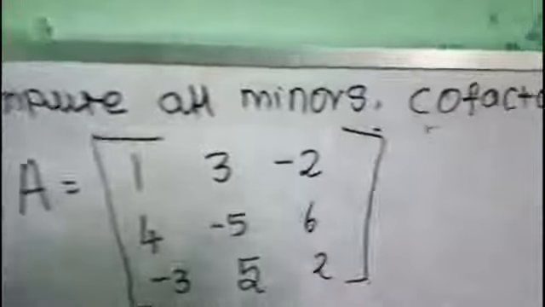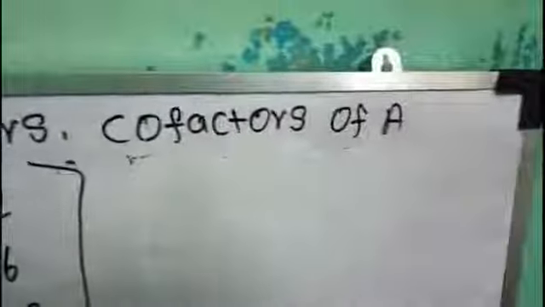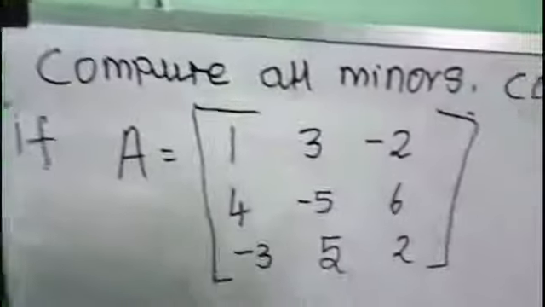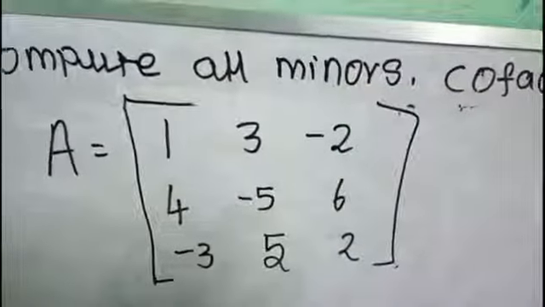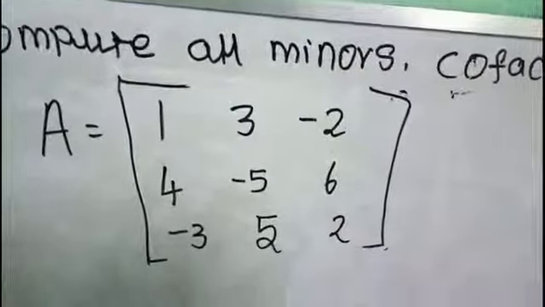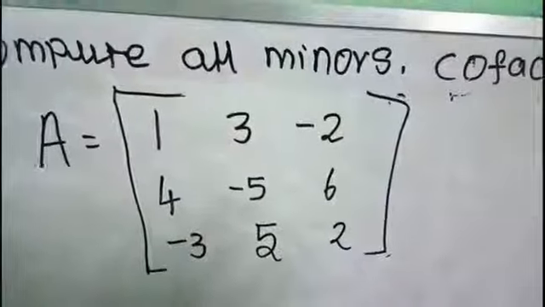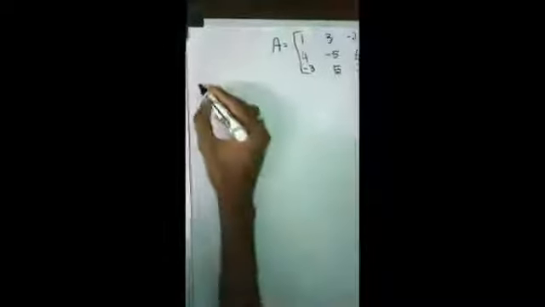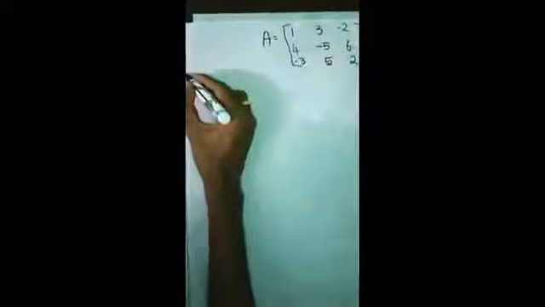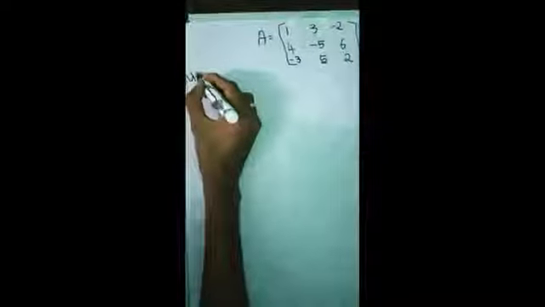Compute all minor cofactors of A, if A is equal to the matrix 1 3 minus 2, 4 minus 5 6, minus 3 5 2. Okay, first of all we have to find the minor.